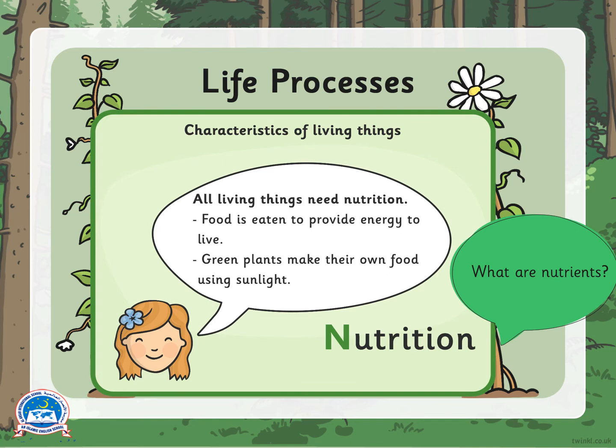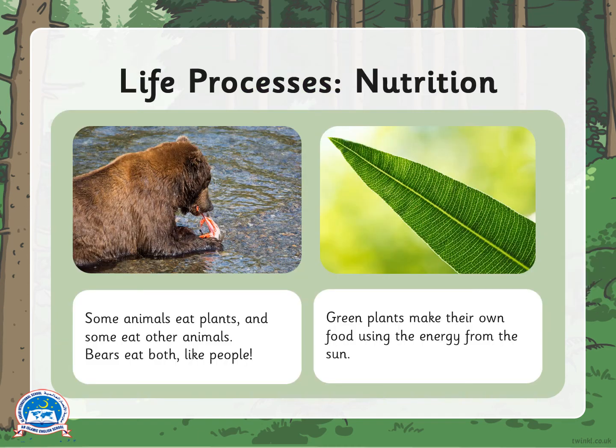Here is another characteristic. All the living things need nutrients. What do you understand by the word nutrients? Nutrient means food and water. Food and water is taken by all the living things. Food is eaten to provide energy to live. Green plants make their own food using the light of the sun.